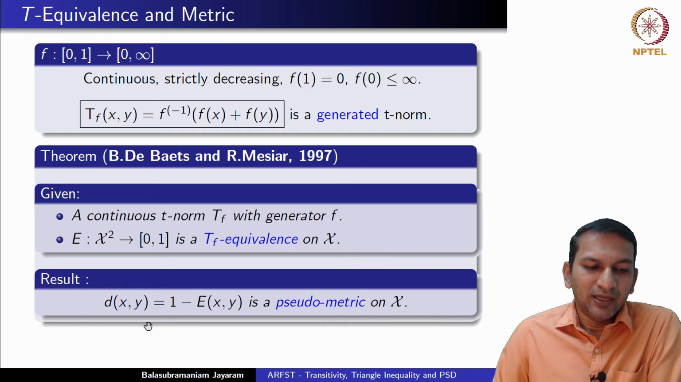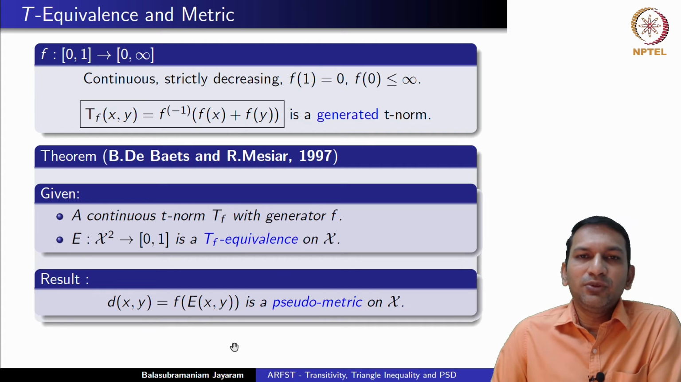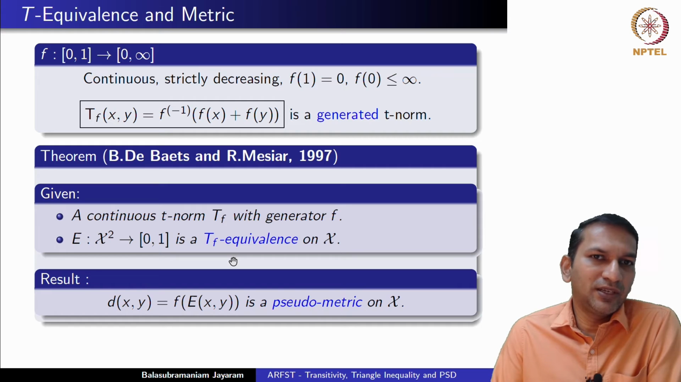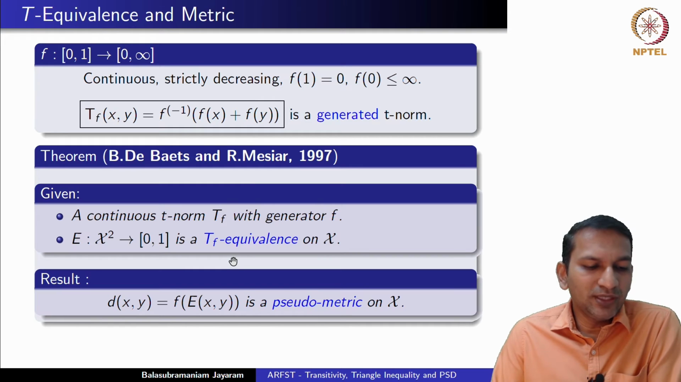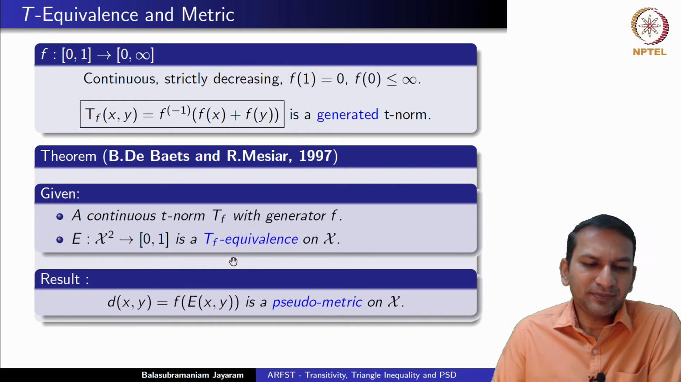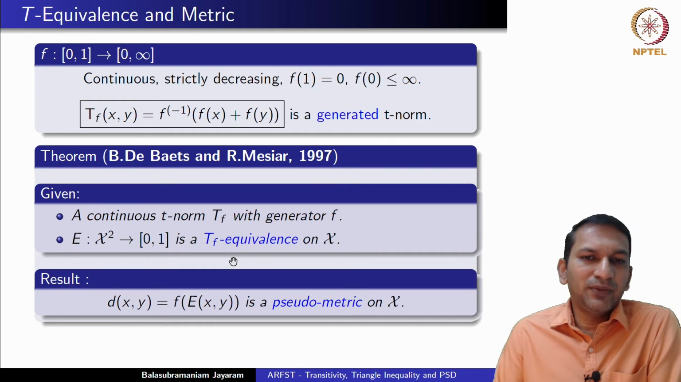Then if f were 1 minus x, we are taking it as 1 minus e. So now change it to f of e. And we were able to simply show that if you consider a Tf equivalence relation, then by using this formula D as f composed on E, we were able to obtain a pseudo-metric on X. So given a Tf equivalence relation, you can obtain a pseudo-metric.